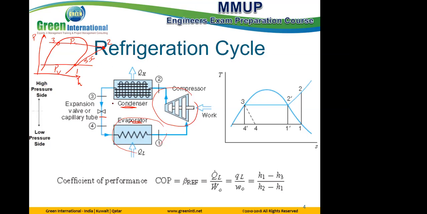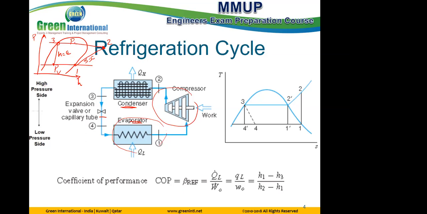From 3 to 4 is going through the expansion valve. So in the expansion valve, we have one important thing. What is this? Enthalpy is constant, or delta H equals zero. The change of enthalpy is zero. So the enthalpy is constant, and the line goes direct like this.